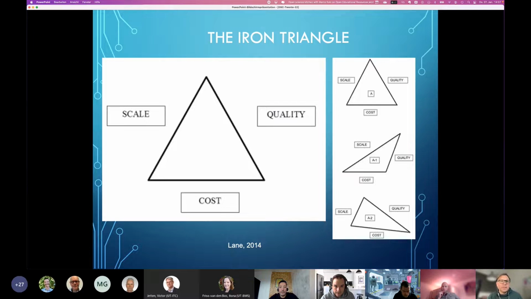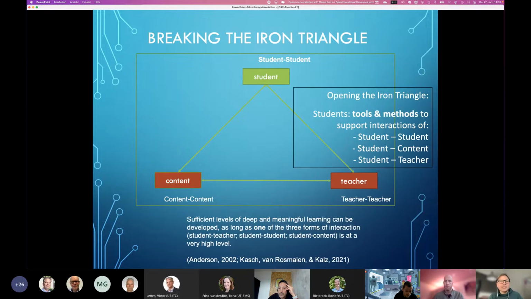One very small comment. There is an assumption, or a theory, of Terry Anderson that if you are able to develop one of the three interaction directions, student-student interaction, student-content interaction, or student-teacher interaction, at a very high level, you can neglect the other two. So that was a theory developed in the Open University context in Canada, also backed by evidence.